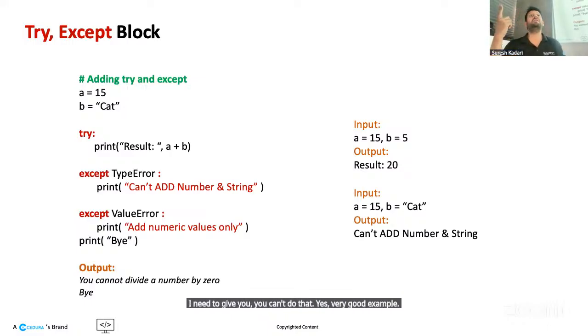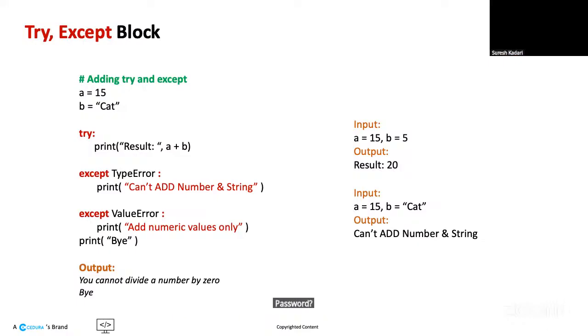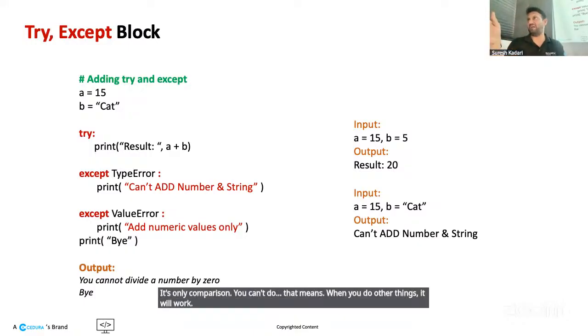In real life, you are entering only 9 numbers and leave. That is, I think, not an exception. It will just check the length. Exception is you can't do this kind. Entering the last name. Password. Password is again comparison. It's only comparison. You can't do that means when you do other things, it will work.